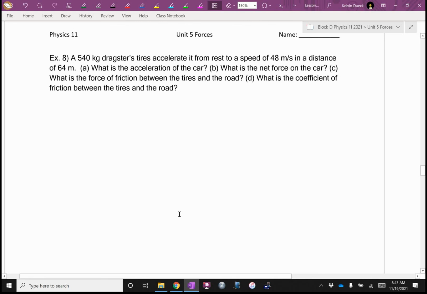Cool. A dragster's tires accelerated from rest. I would probably mentally underline the phrase from rest to a speed of 48, distance of 64. I can definitely tell you, Danica, we're using some kinematics equations. I think we're going to be using the 4. Okay. Hey, Danica, what's A want me to find? Am I going to find it with forces? I don't think so.